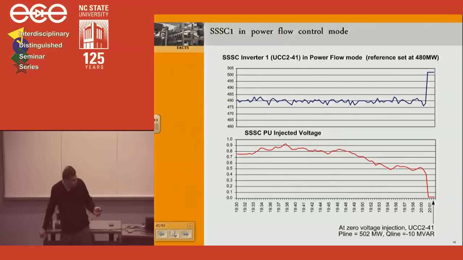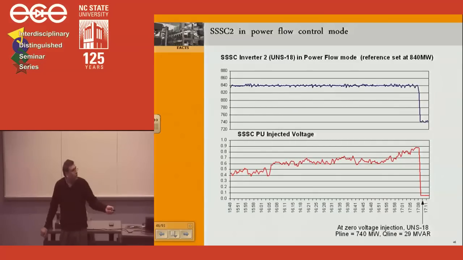Okay. This is interesting. These are real results from the system, right? So we wanted the line power on this line, on which this series device was connected, to be controlled at 480 megawatts. So this is what the voltage injection had to do to control this power flow at 480 megawatts. And once the voltage went down, it returned to the normal power flow on the line. Okay, here we did the buck and the boost function of the same thing.